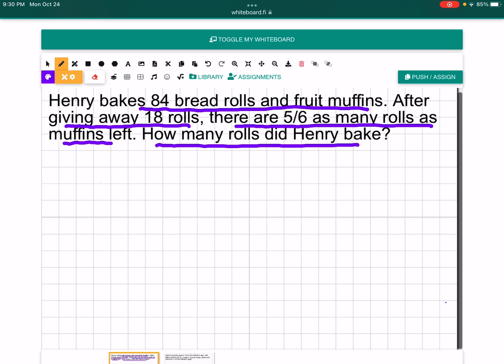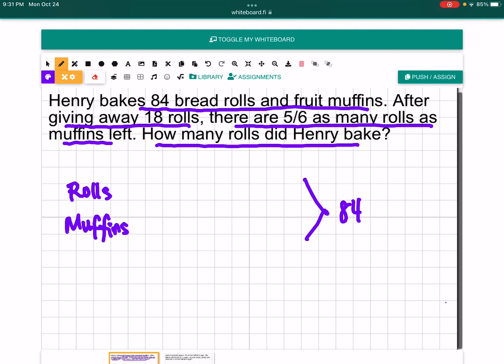So let's go ahead and put some things on here. Here are the rolls and here are the muffins. All right, and all together, we know that this is 84. 84 rolls and muffins, not 84 rolls and 84 muffins, but 84 rolls and muffins, all right?